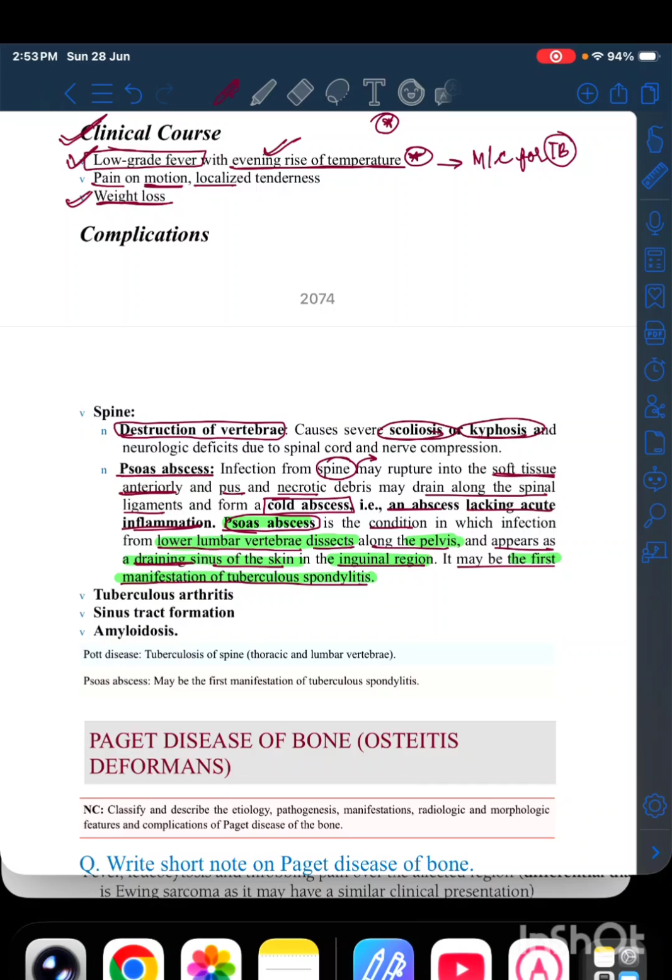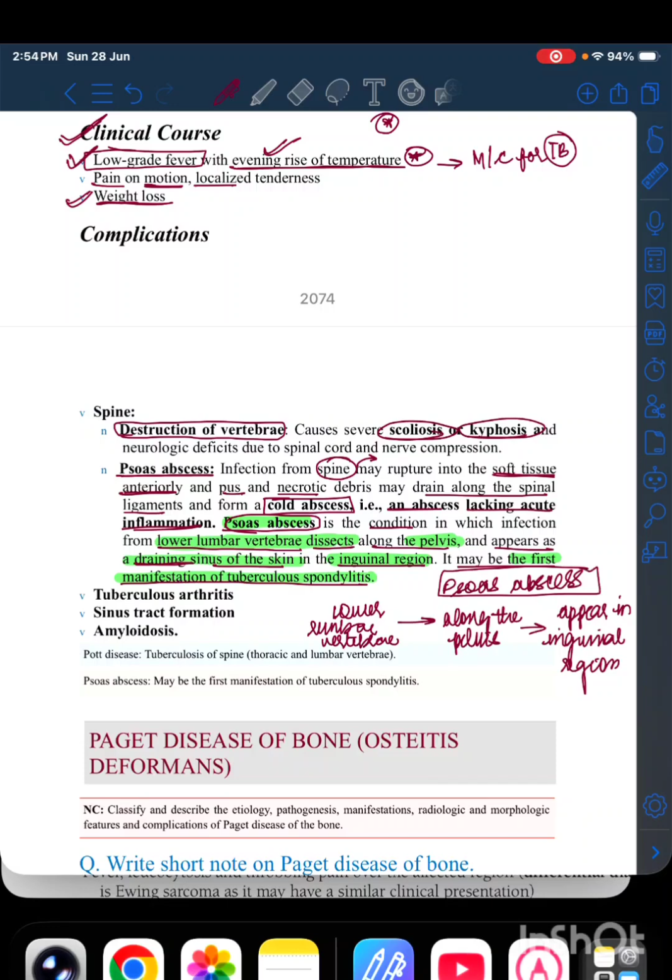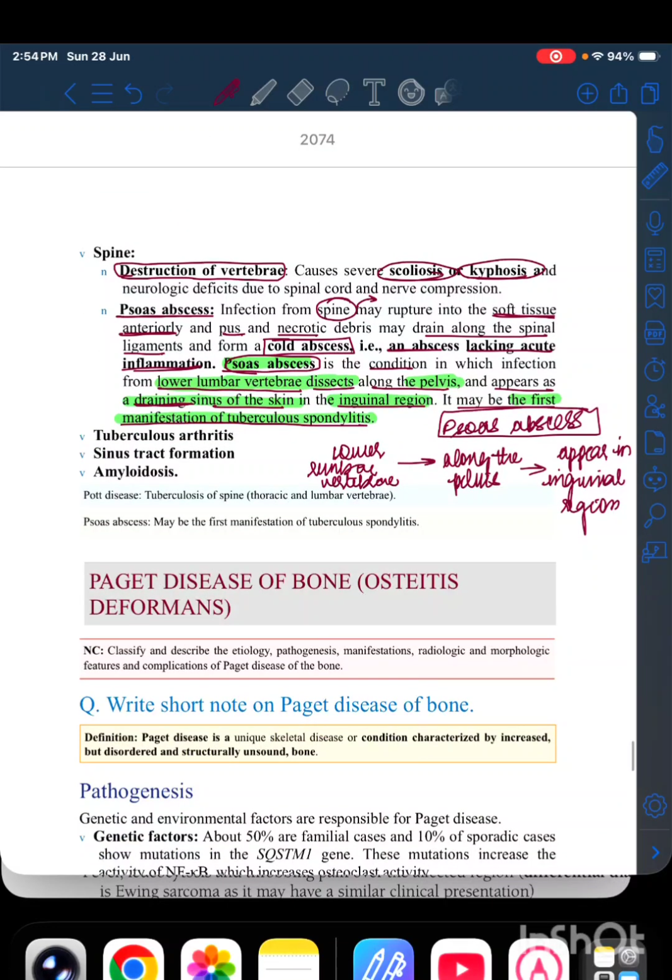Okay, wait. What happens in a psoas abscess? From the lower lumbar vertebra, the infection will spread along the pelvis and will appear in the inguinal region as a draining sinus. Okay. Next we have tuberculous arthritis, sinus tract formation, amyloidosis, secondary amyloidosis.